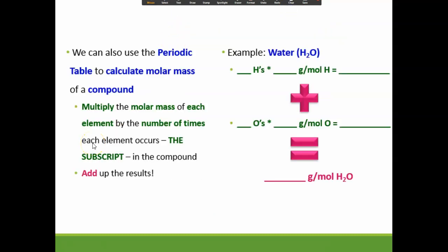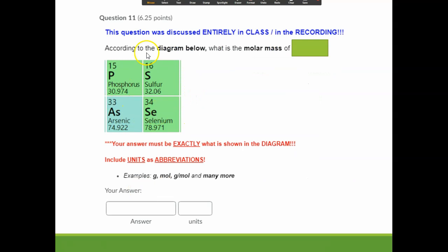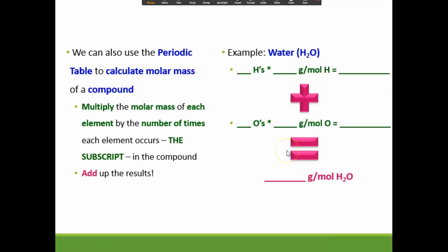Okay, so our next question is going to ask, how do you calculate the molar mass of an entire compound? Previously we were looking at the molar mass of just a single element. Now we're looking at the molar mass of a compound, which is made up of more than one element.